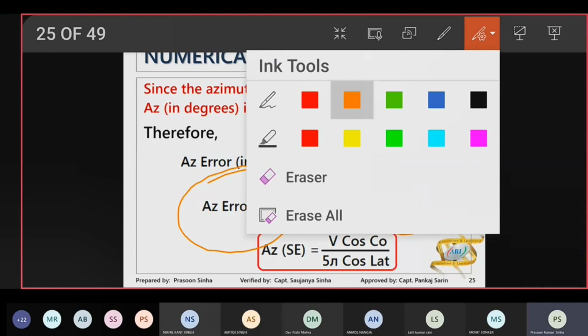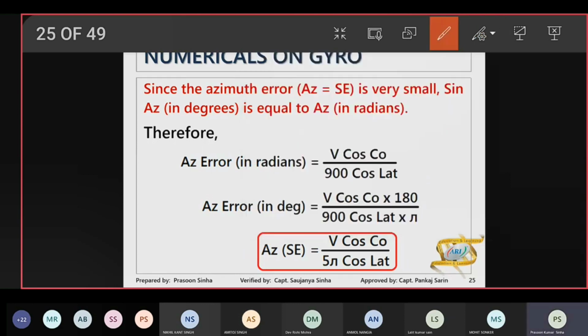Tell me when you are good. Yes. Okay. It is clear. What we have done here is 180 और 900 को आपस में इक्वेट कर दिया, which is 5.